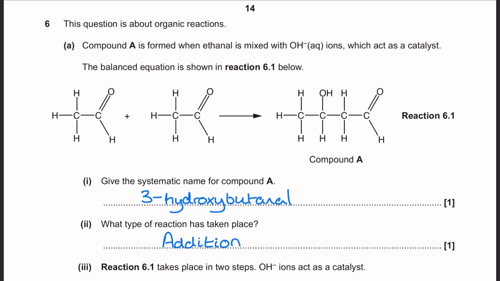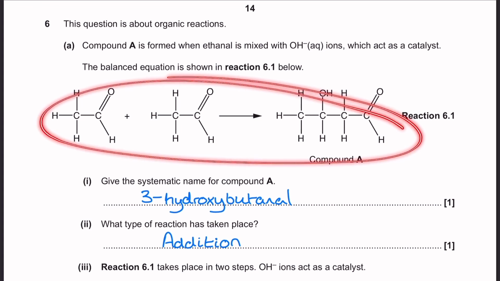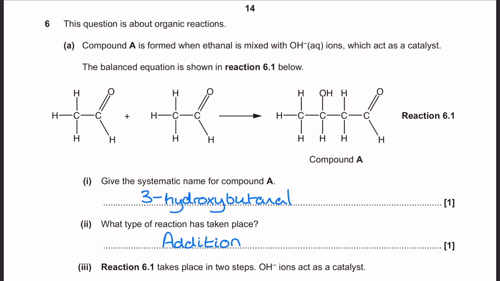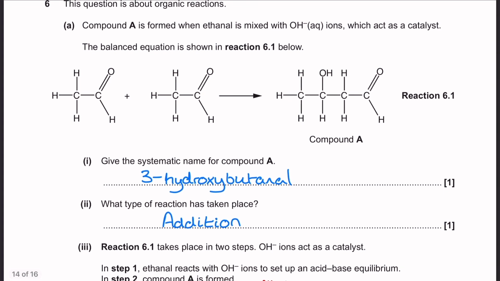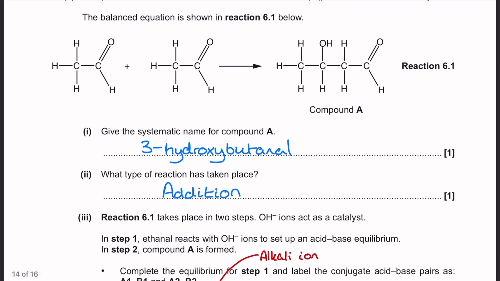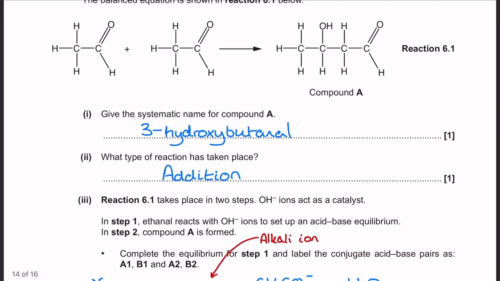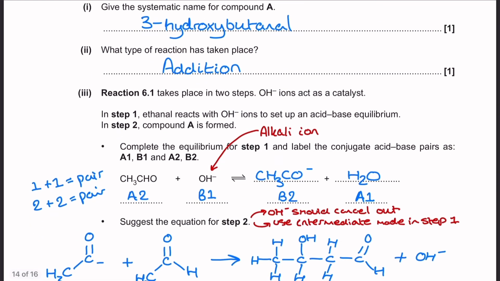The balanced equation is shown below. So here it is. This is the overall reaction equation. Notice the hydroxide ion isn't shown because we don't show the catalyst in the overall equation. We might write it on the arrow occasionally, but we don't show it in the overall reaction equation. Give the systematic name of compound A. It's 3-hydroxybutanol. What's the reaction taking place? It's an addition, because I've only got one product over here. Like electrophilic addition: if you had an alkene and HBr, it's an addition reaction. Two things being added together to make one product.